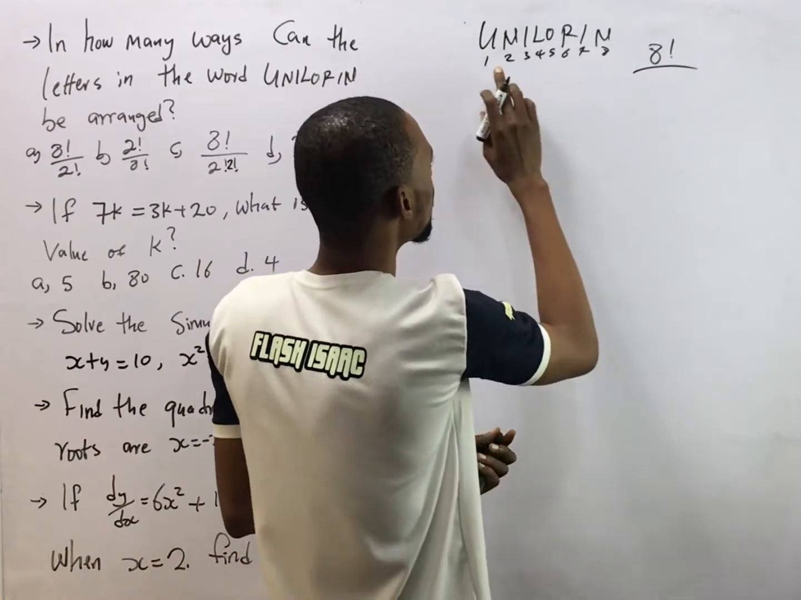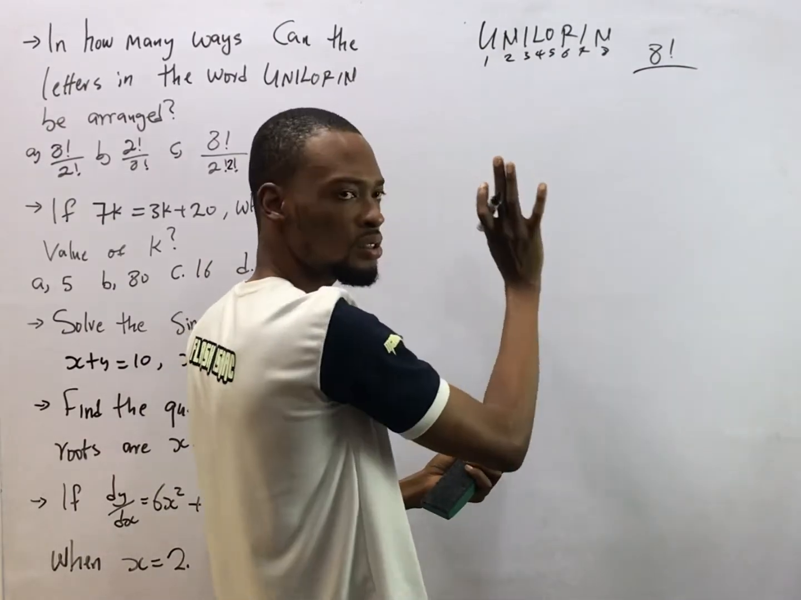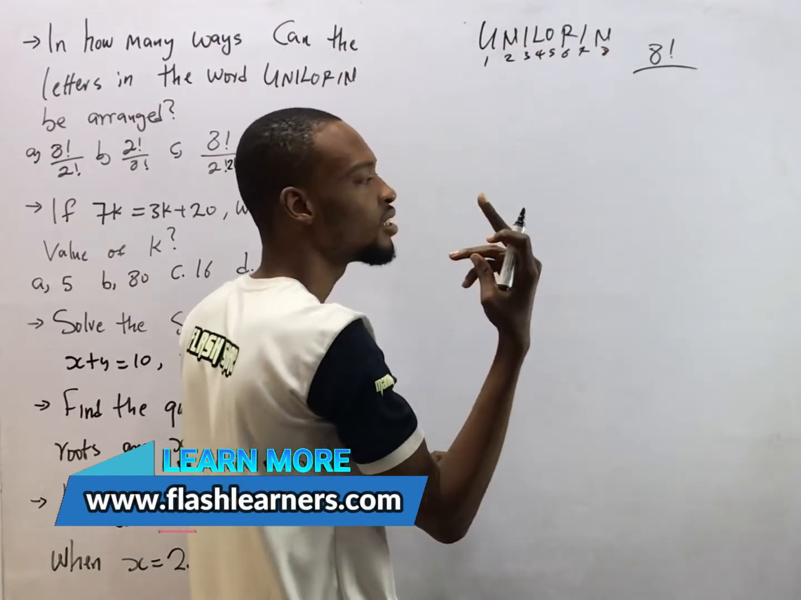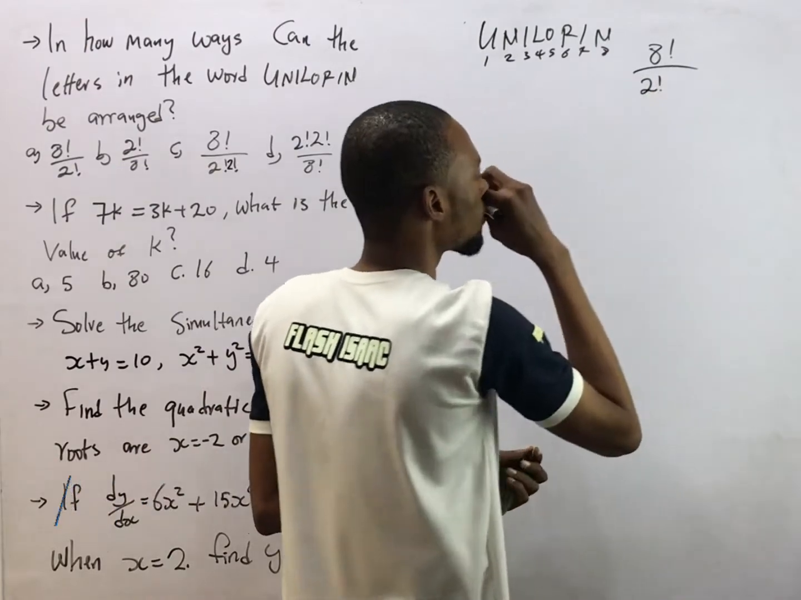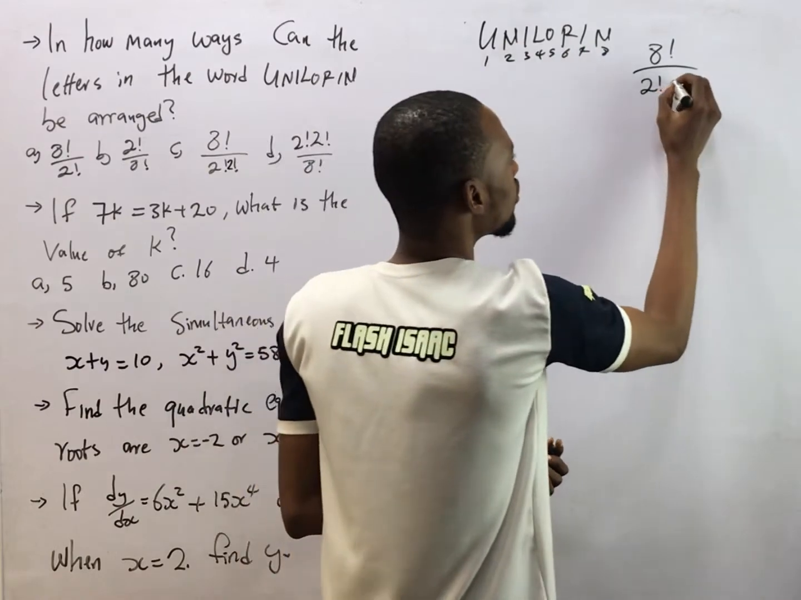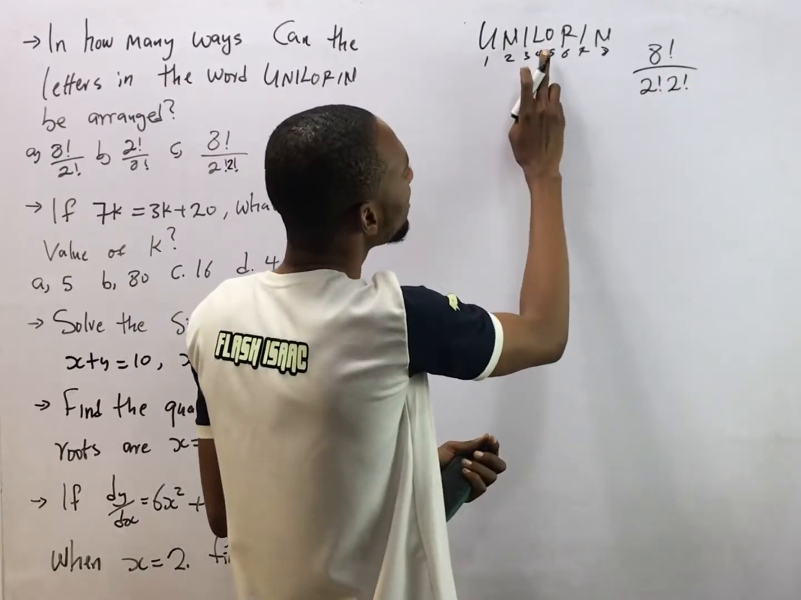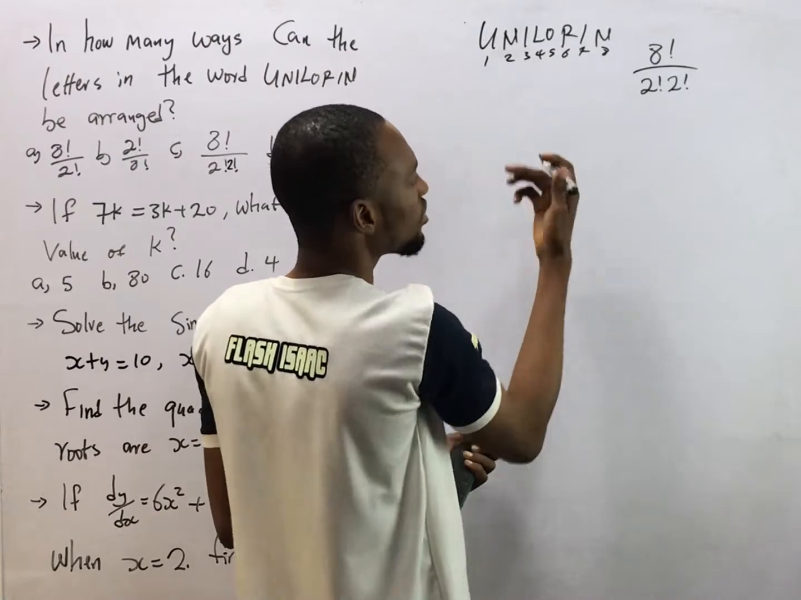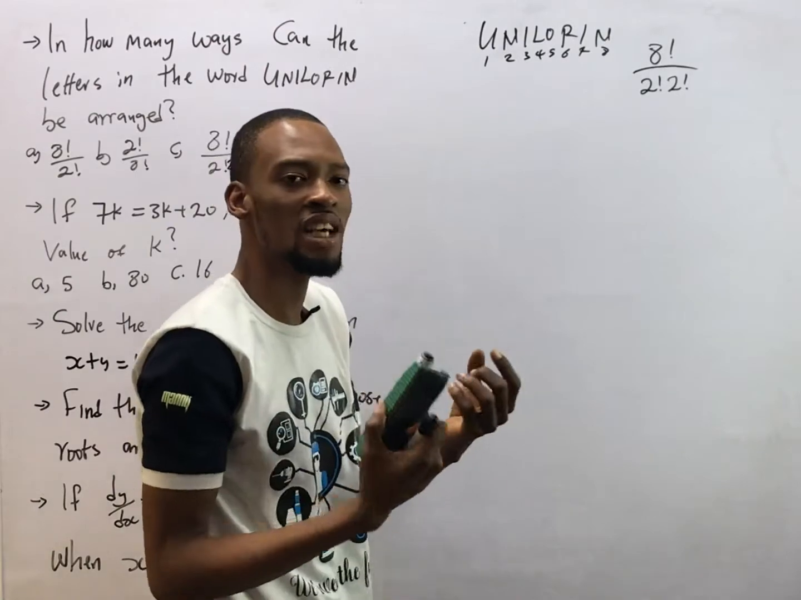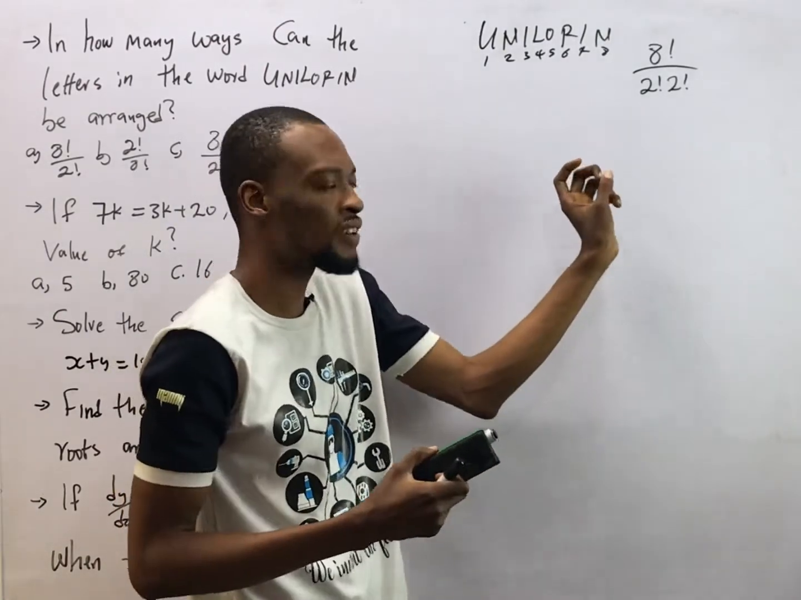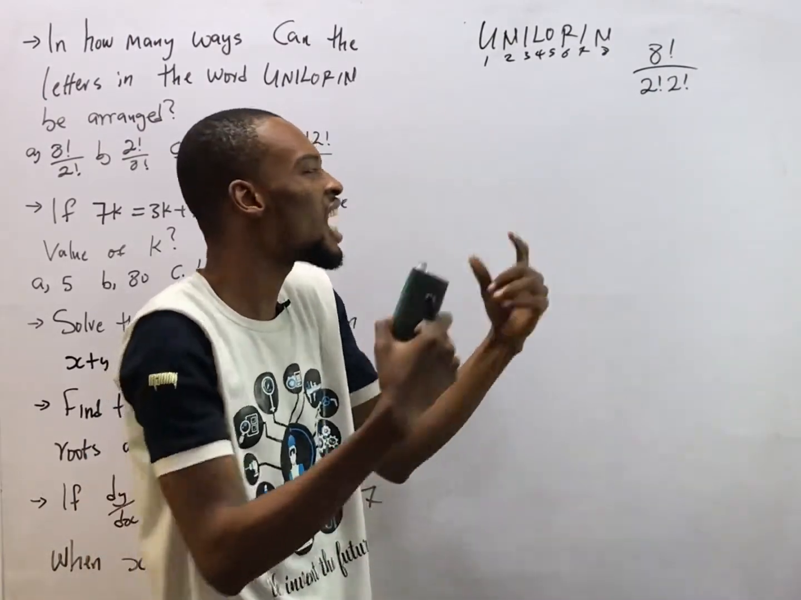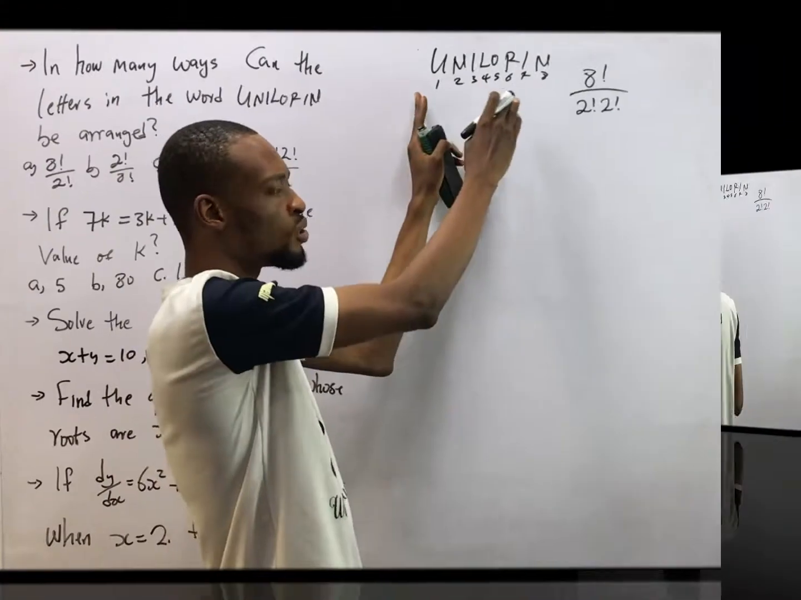Now looking at this word, the U is not repeated, so we do nothing. N, we have N, 1, 2, so 2 N's, so we put it under 2 factorial. We check for I, yes, I is repeated, 1, 1, so 2 factorial. L is not repeated, O is not repeated, R is not repeated. So the number of ways we can arrange the letters of the word UNILORIN is 8 factorial over 2 factorial times 2 factorial. This is how many times we can arrange the word UNILORIN.